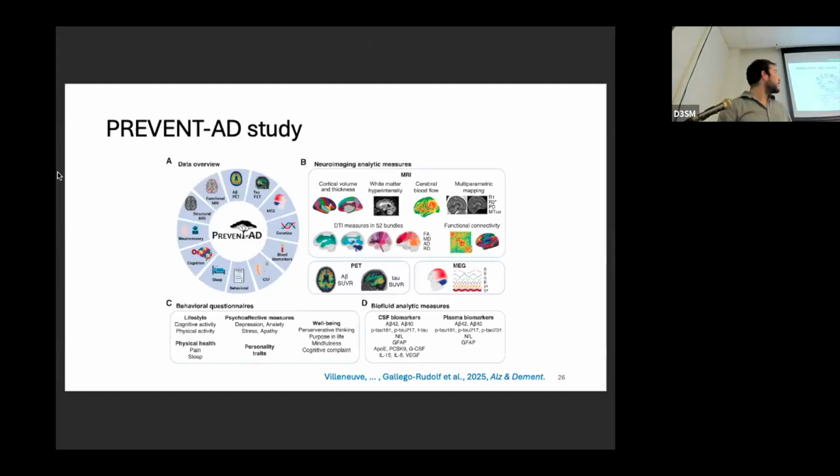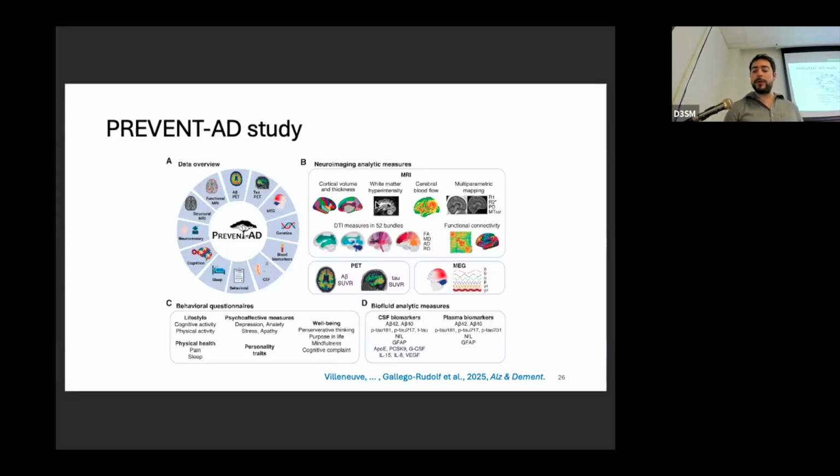So here is an overview of the different modalities that we have available. As I mentioned, we have multiple imaging modalities comprising structural and functional MRI. We have amyloid and tau PET scans from these participants. We have the MEG, but we also have a lot of behavioral data about cognition, sleep, and neurosensory data, and we have other types of biomarkers captured in the CSF or in the blood, which have been demonstrated to be very robust for detecting Alzheimer's disease pathology.